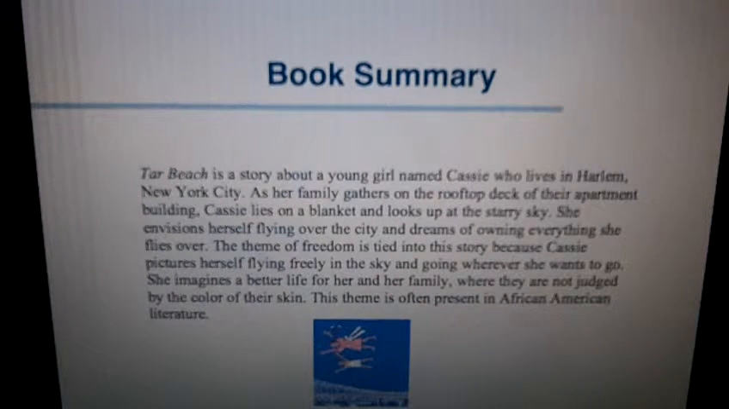The theme of freedom is tied into this story because Cassie pictures herself flying freely in the sky and going wherever she wants to go. She imagines a better life for her and her family, where they're not judged by the color of their skin. This theme of freedom is often present in African American literature.